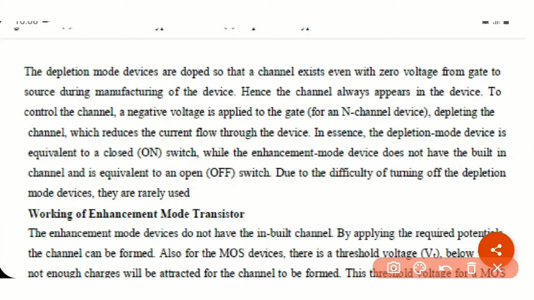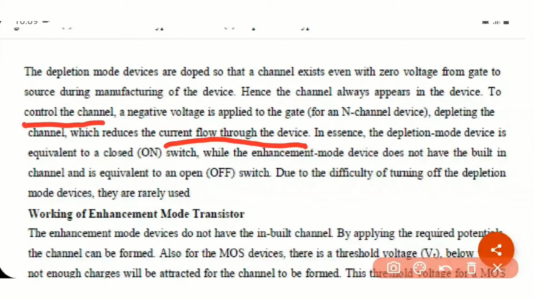The depletion mode devices are doped so that a channel exists even with zero voltage from gate to source during manufacturing of the device. Hence, the channel always appears in the device. So this is what we have already discussed. To control the channel, a negative voltage is applied to the gate, depleting the channel, which reduces the current flow through the device.